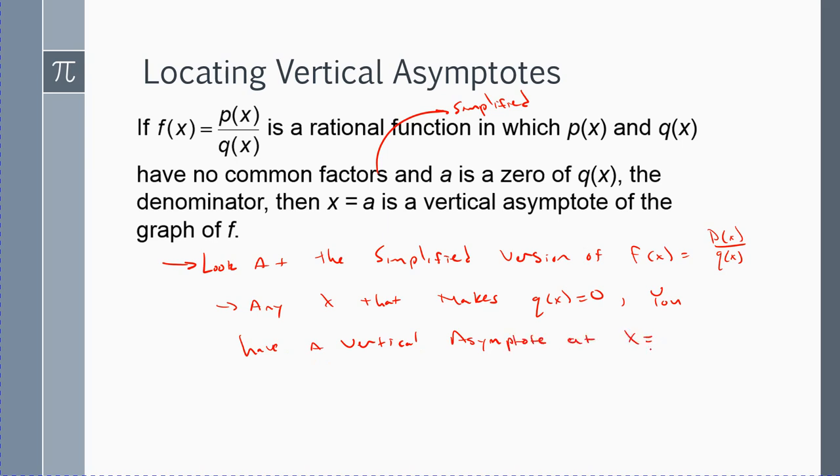At x is equal to a, if you have that, then that line is a vertical asymptote, okay? All right, so let me walk you through. I'm going to do 2 examples and show you what the graphs of the function look like so that you can see the vertical asymptotes.